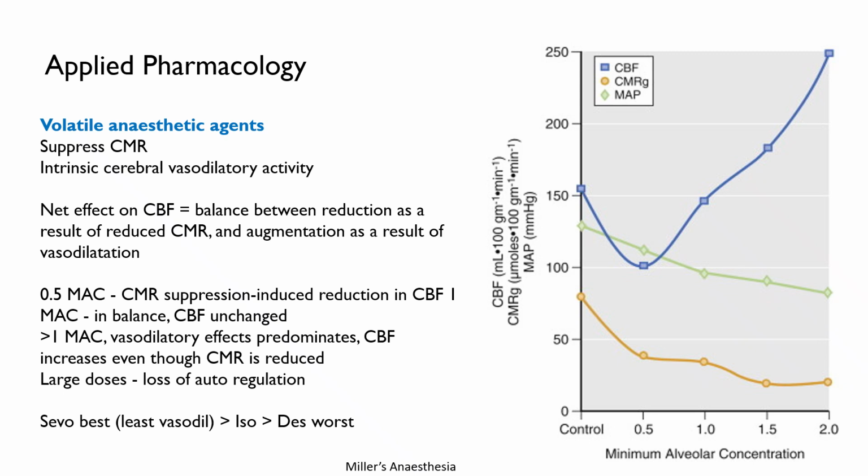So at a MAC of 0.5, metabolic rate suppression induced reduction in flow predominates. At a MAC, they're in balance and cerebral blood flow is unchanged. Beyond a MAC, the vasodilatory effects predominate, so cerebral blood flow increases even though cerebral metabolic rate is reduced. And then at really large doses, autoregulation is lost. Not all volatiles are the same, so sevoflurane causes the least vasodilatation and desflurane, if you have access to it, the most.